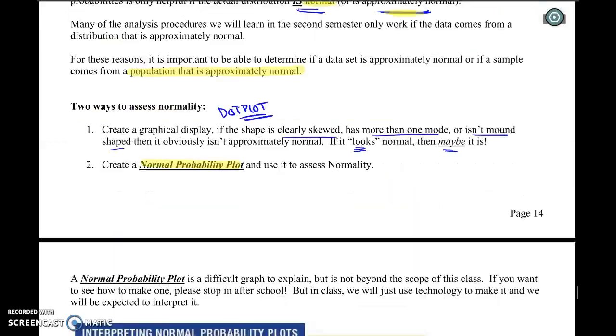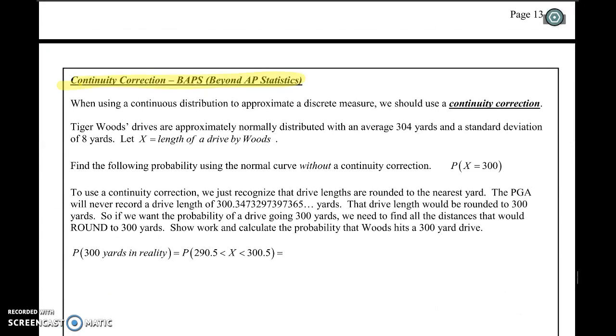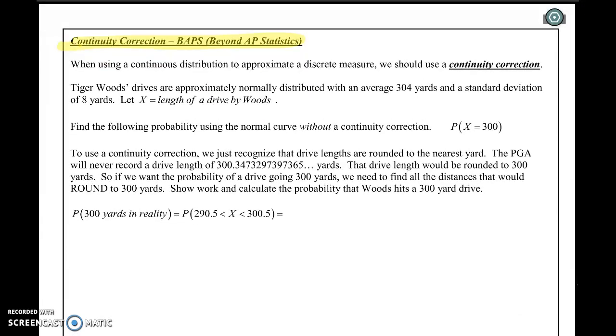Since I am only at about 8 minutes on this video, I am going to come back and show you this continuity correction. It's kind of a prime candidate for a bonus on a test, and it's easy, so maybe it's worth your time to look at. When using a continuous distribution to approximate a discrete measure, we can use what's called a continuity correction.